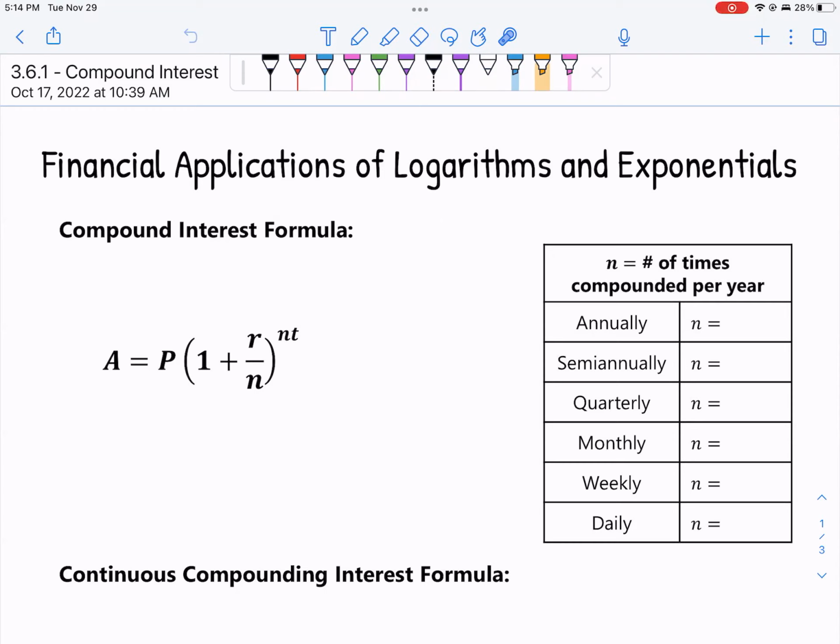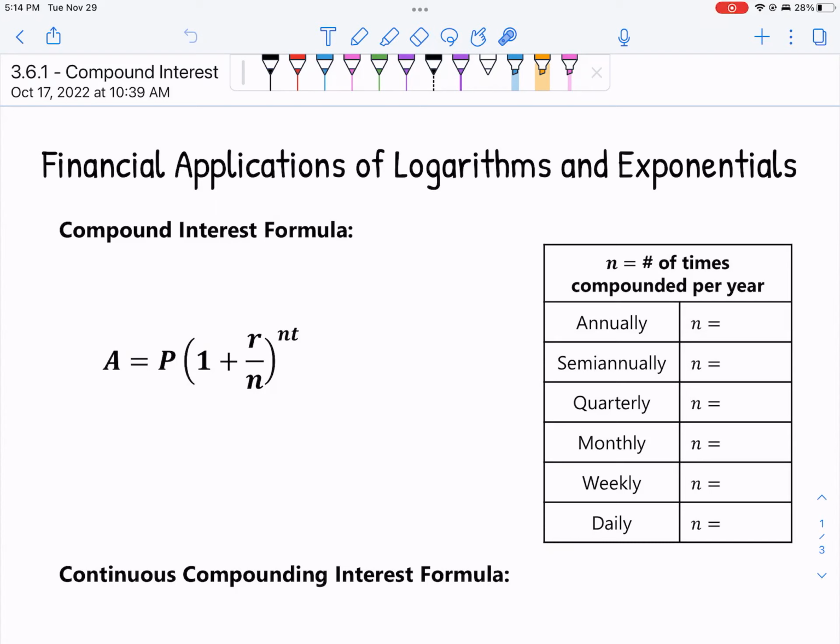There's finance, which is going to be compounding interest. There is biology for population growth and decline. And then there is chemistry for radioactive decay. We're going to cover those sections. That's what we're going to do here. So we're going to start here in this compound interest section by talking about the financial application of logarithms and exponentials.